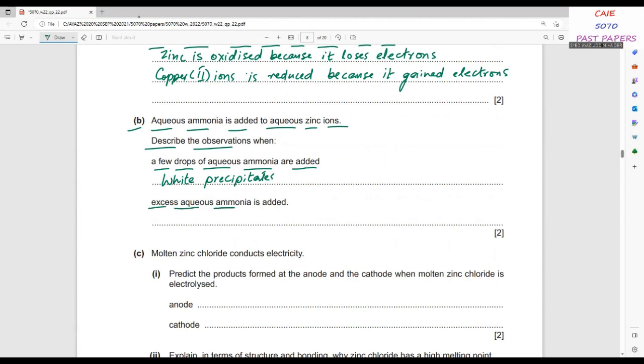Excess aqueous ammonia is added. Precipitate dissolves or colorless solution.